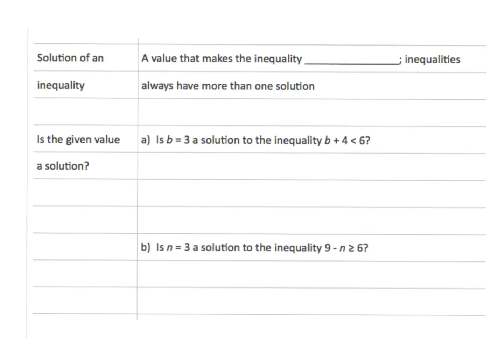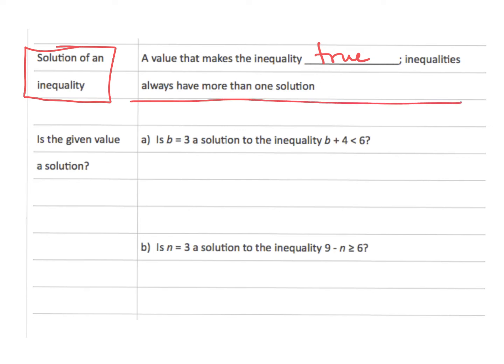Another thing we have to be able to do is give a solution of an inequality. So this is one thing that you are going to write down: a value that makes the inequality true. Inequalities always have more than one solution. So again, pause the video and get this written down.